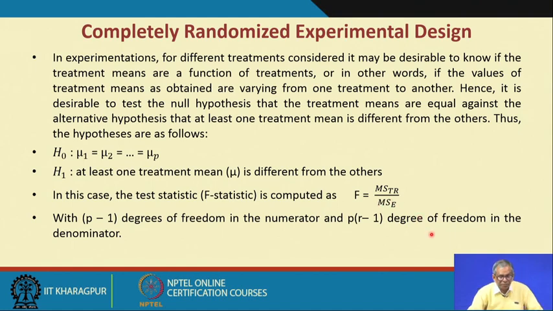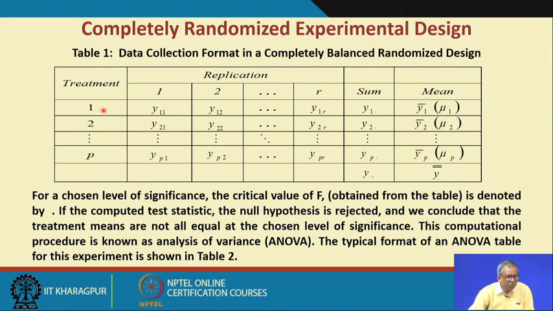So, this is the table you have. You have treatments 1, 2 up to p, and each treatment is replicated r number of times. This is the way you collect the data: Y11, Y12, up to Y1r, then Y21, Y22, up to Y2r. I think all the notations are made very clear, the notations which we have used already. So Yp1 is the pth row, and this is Yp2 and similarly Ypr.